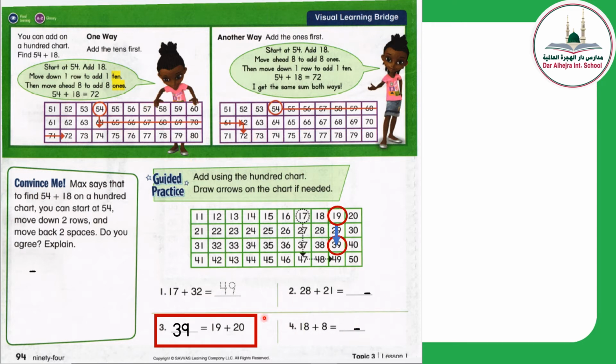Here again, we have got some equations to solve. For example, here we have got 19 plus 20, and in this again we will be starting from 19 and we just need to add 20. So we will be moving 2 rows down and we reached 39. Similarly, we can solve all these problems.